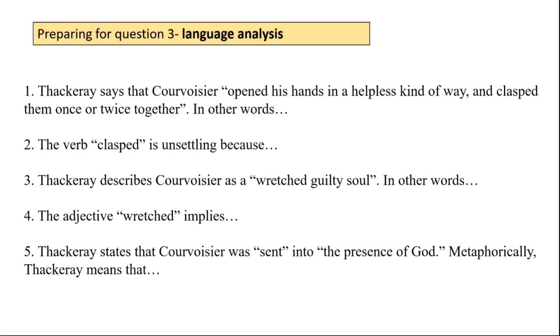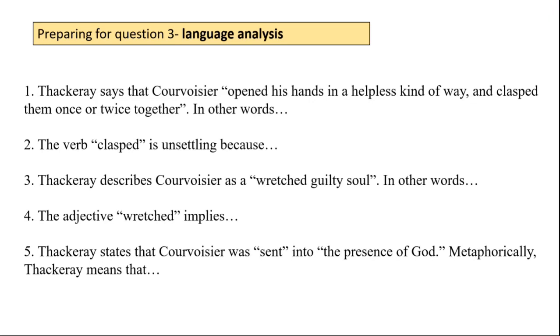Thackeray describes Courvoisier as a "wretched, guilty soul." In other words, he thinks Courvoisier deserves condemnation or damnation. The adjective "wretched" implies he finds the murderer barbaric, devilish, monstrous. Thackeray states that Courvoisier was "sent into the presence of God." Metaphorically, Thackeray means that he will receive eternal spiritual imprisonment or hell.